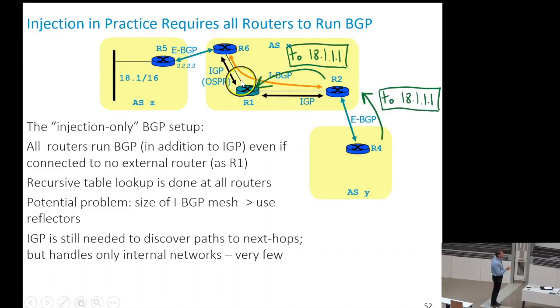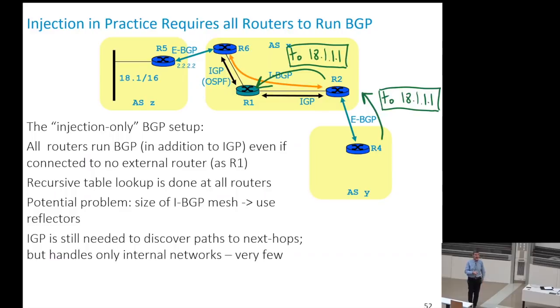R1 would run, of course, only internal BGP, it doesn't have any external BGP peers, but it will get from R6 and from R2 all the external routes. So R1 will get the information of 18.1/16 with BGP next hop 222.2. It will install it in its routing table, and then when a packet comes, by recursive table lookup, by looking up twice the routing table, the packet will know now it has to go to 222. Right.